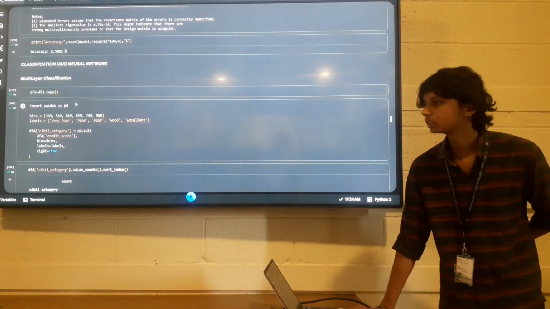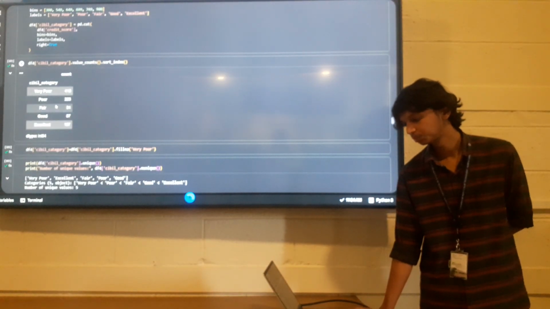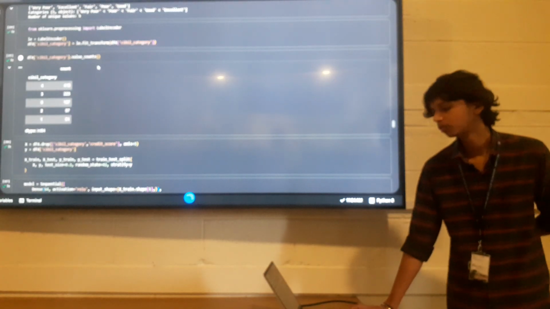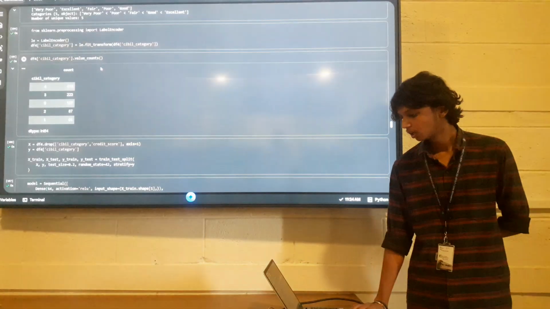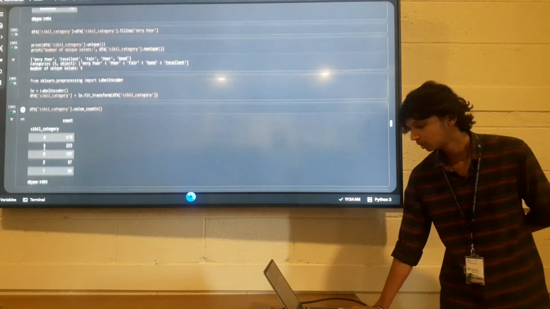Next, we have done classification using a neural network, where I have used the same classification as I showed above: very poor, poor, fair, good, excellent. The most are very poor, then poor, next fair, next good, and excellent. Fair has the very least values. Then we have used label encoder for labeling of all the values. I have labeled very poor as 4, poor as 3, and so on.